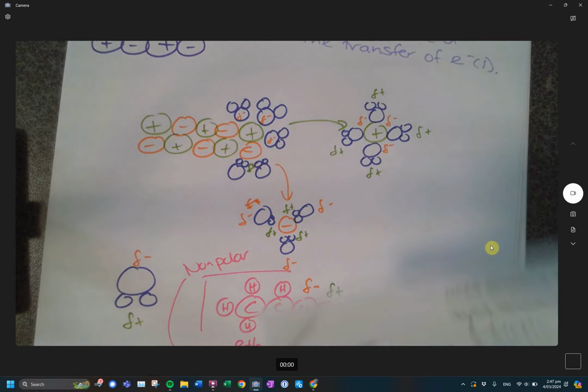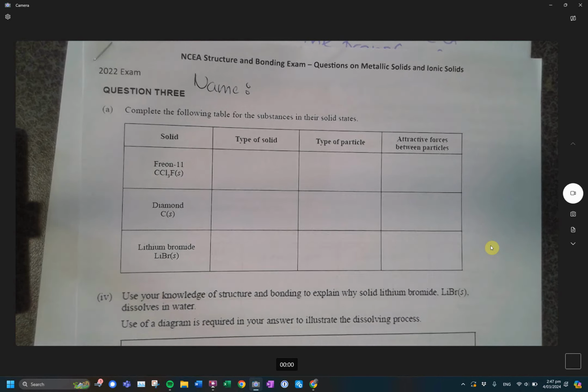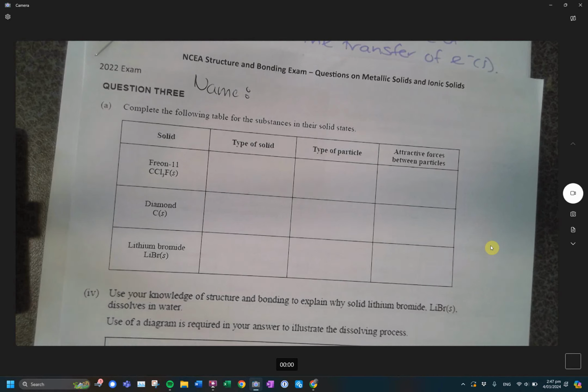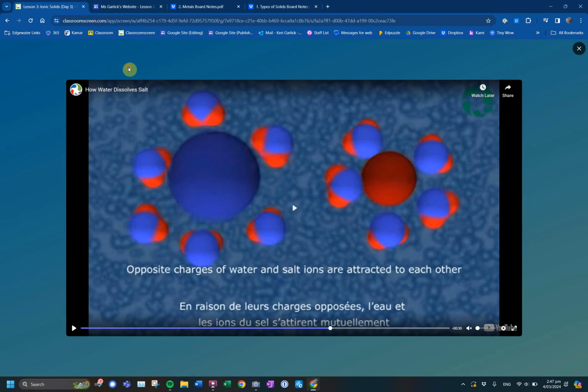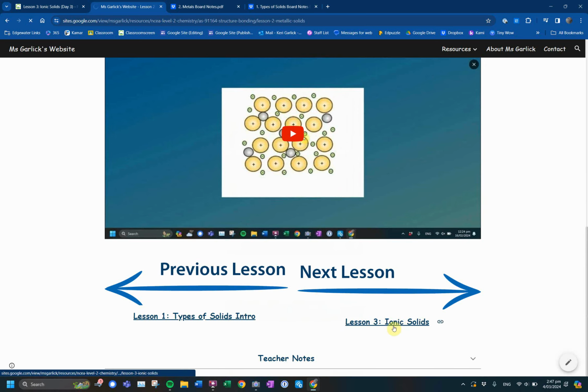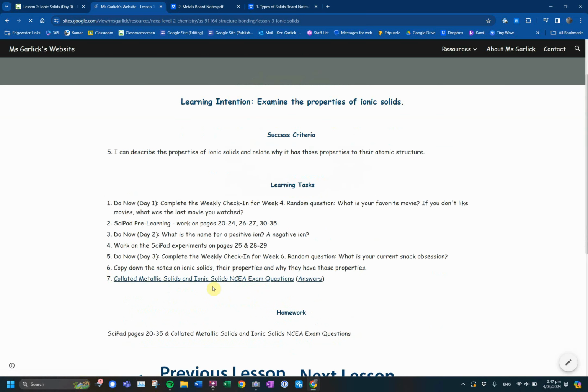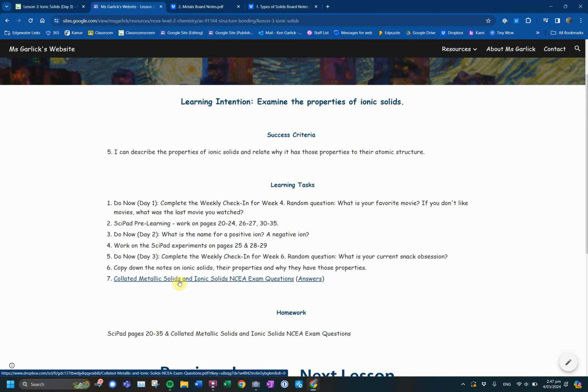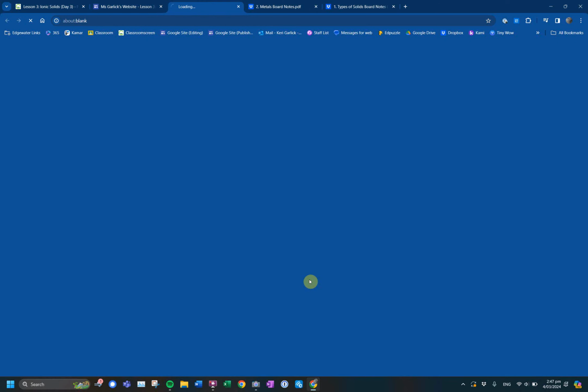So just to give you guys some ideas of what these questions look like, I have put the marking schedules on my Google site, but I just want to kind of show you where it is because it's not in an obvious spot in case you want to check your answers. So lesson number 3 under ionic. So I've done the collated metallic solids and ionic solids questions just so you guys can have a chance to look at it. The answers are going to lead to a folder.